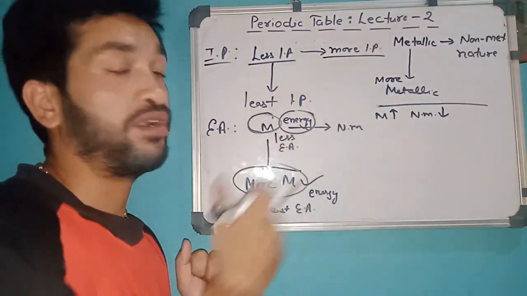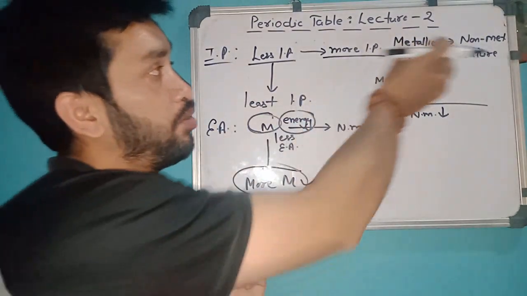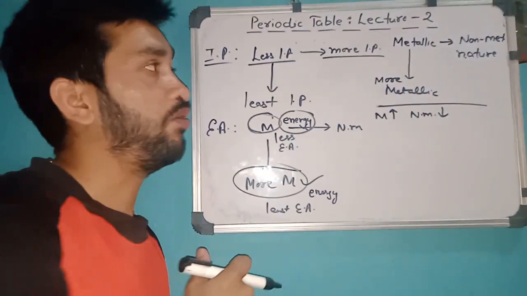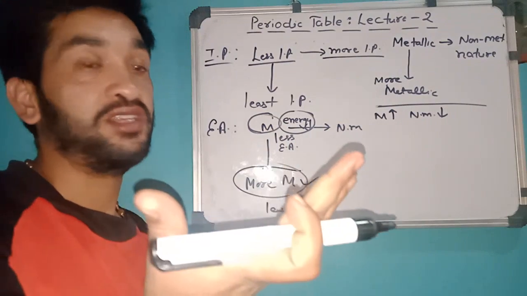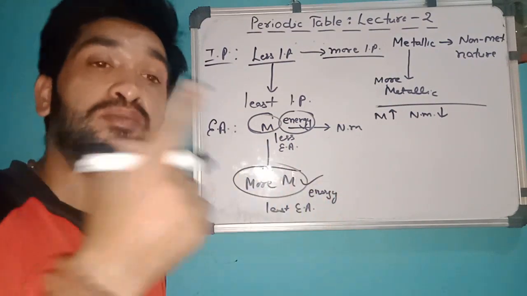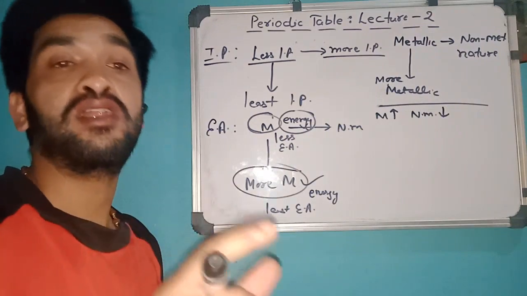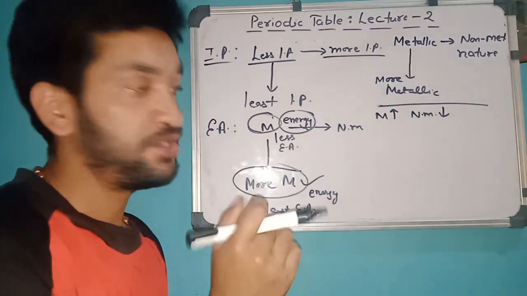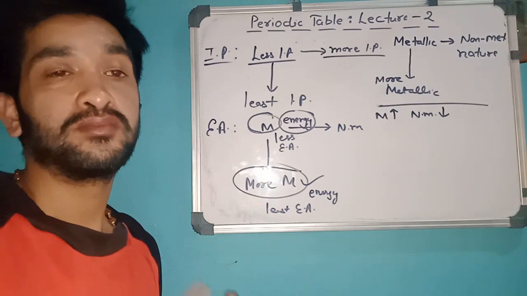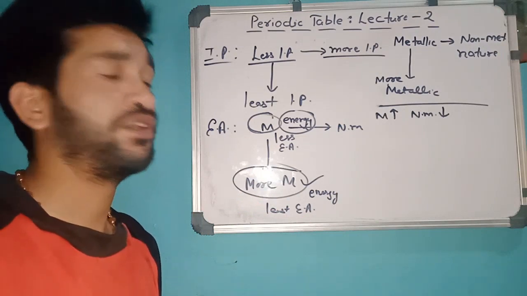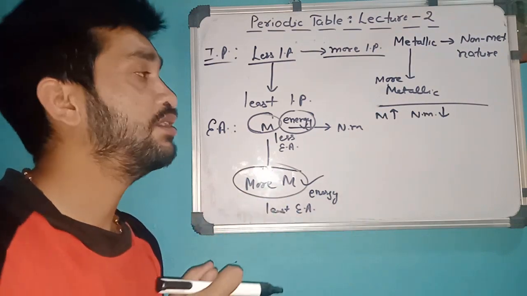And what about the trend from left to right? This is non-metal and they are ready to add an electron. If something is ready to add an electron, then what will happen? Energy is released. How did we get to know? From video number 1. In video number 1, we studied about electron affinity, that whenever an electron is added, energy is released. Here it's tough to add electrons, so the amount of energy released will be less, or we can say negligible in the case of more metallic species.